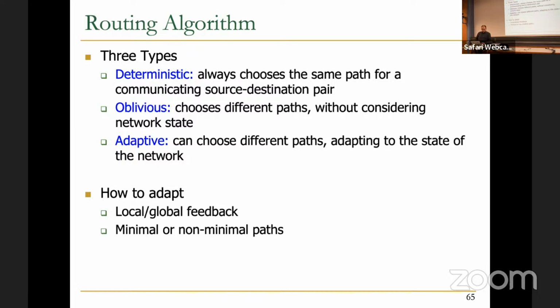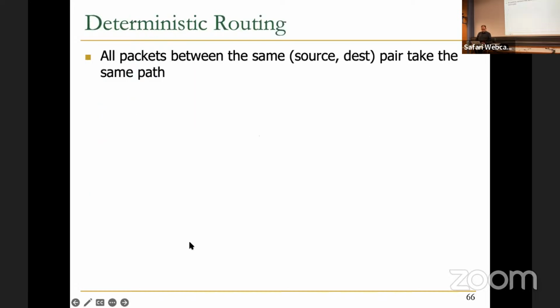Also, are you taking minimal passes or non-minimal passes, as one of your colleagues also mentioned? So your adaptive routing can also benefit from non-minimal paths, as we discussed. Okay, now let's take a look at deterministic routing in more detail.